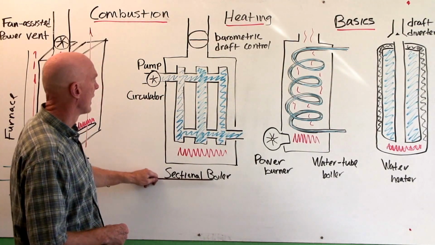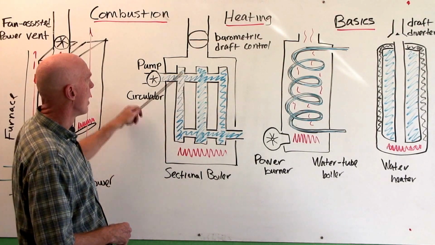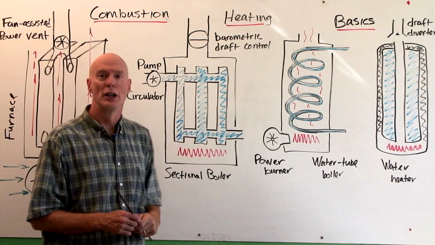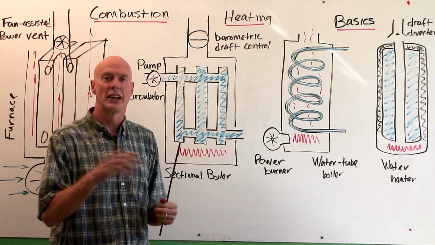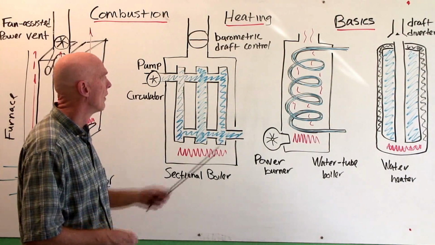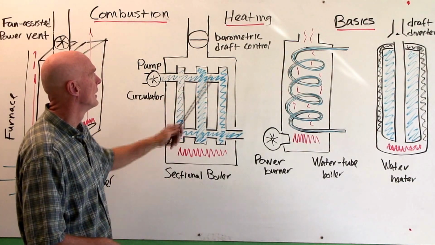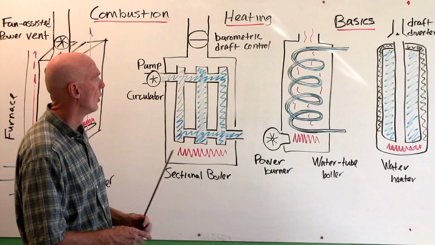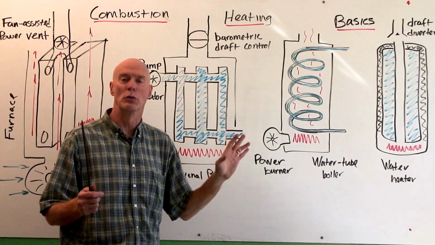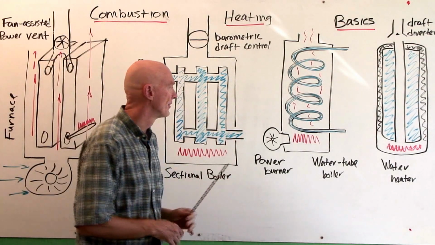So this is a cast iron sectional boiler. We have water moving through the heat exchanger, picking up the heat from the flame, carrying it to the house. And we have an atmospheric chimney, a barometric draft control. That's one way of doing it, very common with oil heating.